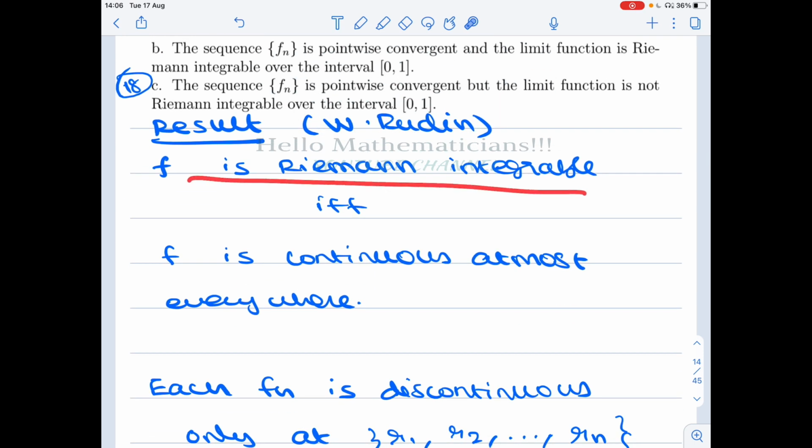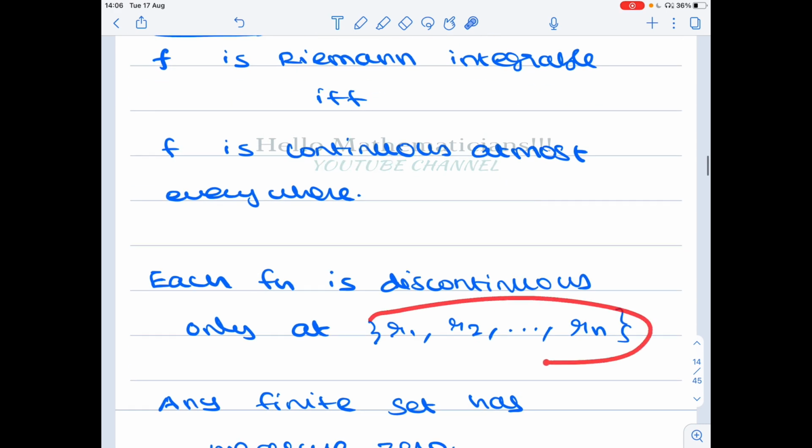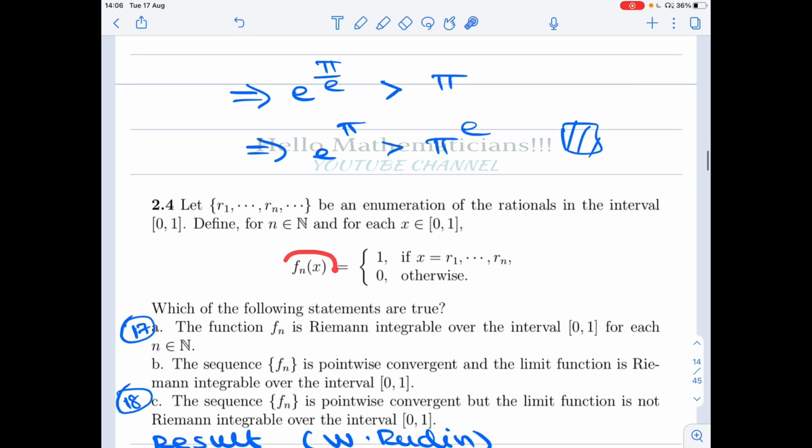So now we have this nice result. f is Riemann integrable if and only if f is continuous almost everywhere. Almost everywhere means it is continuous outside a set of measure 0. If you don't know what measure 0 is: finite sets are measure 0, countably infinite sets are measure 0. So this is a finite set. This function is discontinuous only on a finite set, so discontinuous only on a set of measure 0. Therefore, it is continuous almost everywhere. Therefore, the first option is true. Each fn is Riemann integrable because it is continuous almost everywhere.